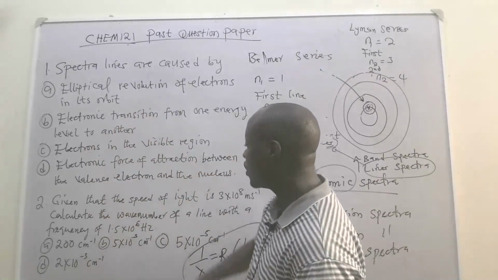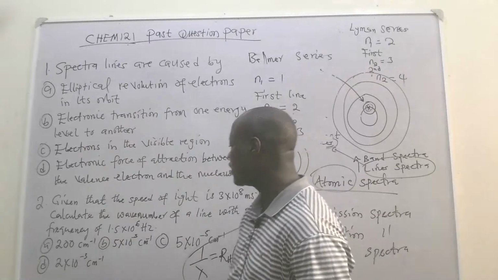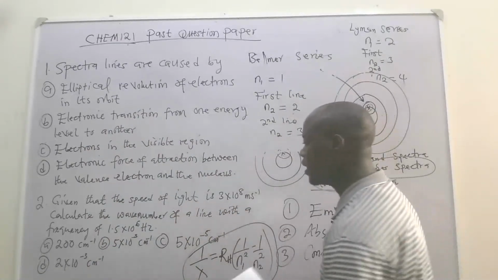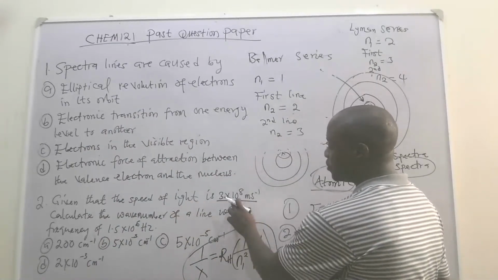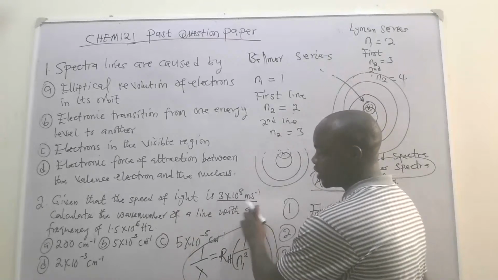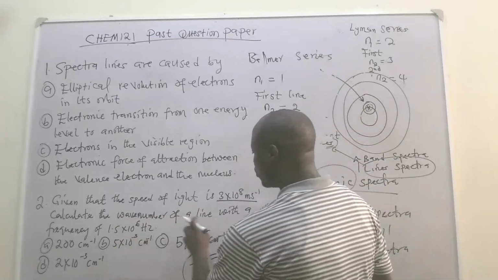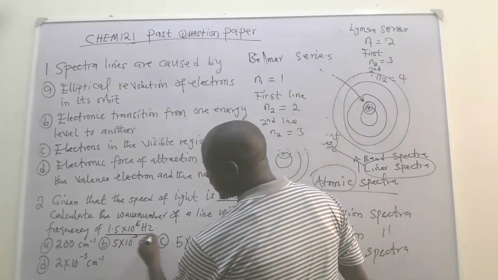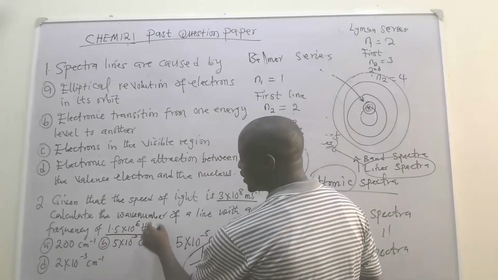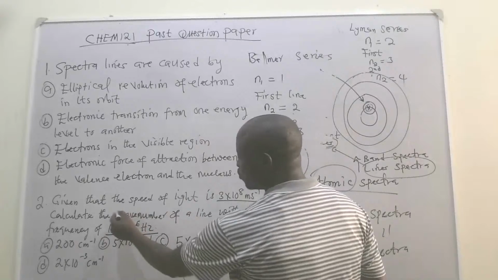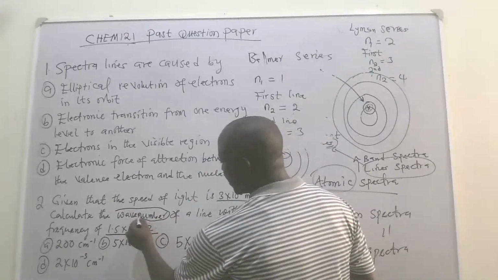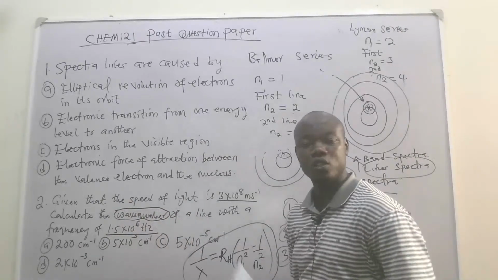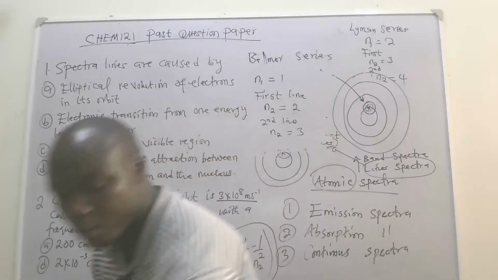And then we have another question here which says that given that the speed of light is 3 times 10 raised to the power of 8 meters per second, calculate the wave number of light with a frequency of 1.5 times 10 raised to the power of 6 hertz. So here we are to calculate wave number. And how are you going to calculate this wave number? It's simple. Let me clean the board.